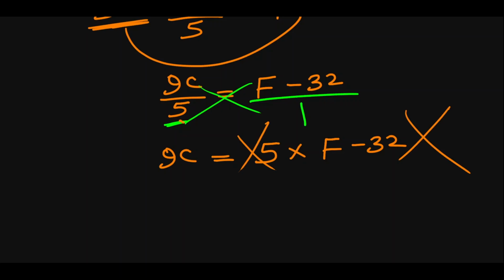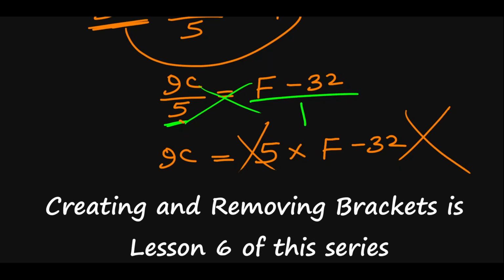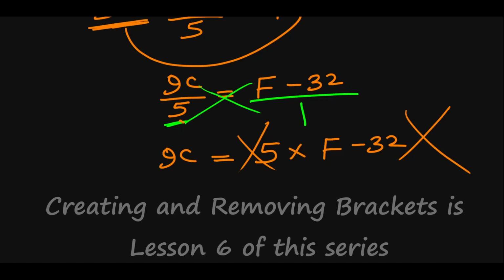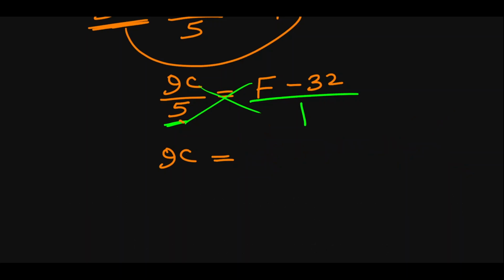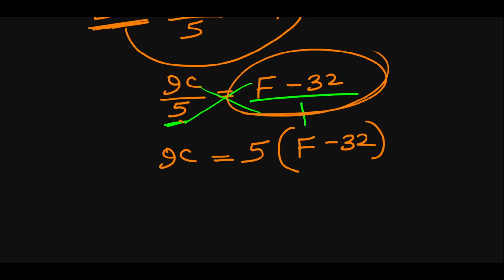This is why I explained at the beginning that whenever you are doing something to a whole side, make sure you indicate clearly that you are doing it to the whole side using brackets. This is the reason why we did a special lesson on brackets. So the appropriate way to write this will be 5 multiplying F minus 32, because F minus 32 is the whole thing on that side. 5 is not just multiplying only F. So if you say 5 times F minus 32 alone, you will be wrong. You have to put it in brackets. 5 is multiplying the entire thing. That's why the F minus 32 will be in brackets.